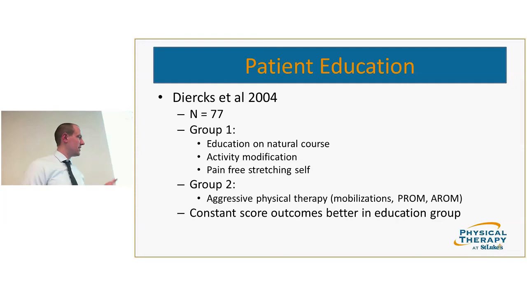PT group, and they found the Constant score, which is a shoulder score that takes a little bit of the functional, but then also the objective. So they'll take motion, strength, but they'll also take some of their functional capacity, and they come up with a composite score. They found that score was actually better just in the education group. So even though they weren't getting any mobilizations, just the education of the natural course and some self-stretching was more beneficial than doing a more aggressive PT.